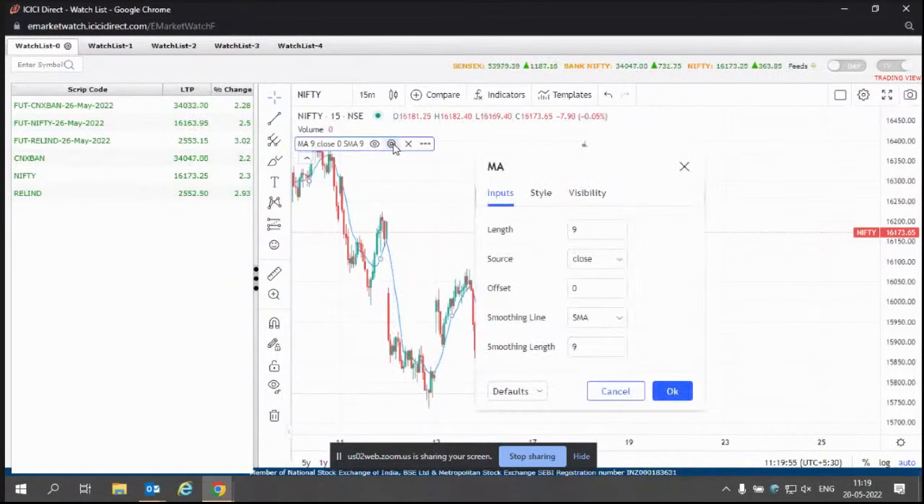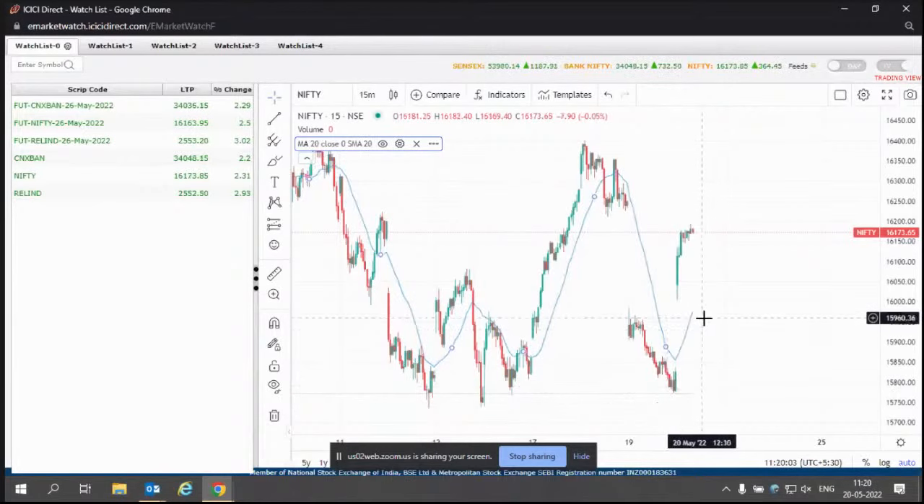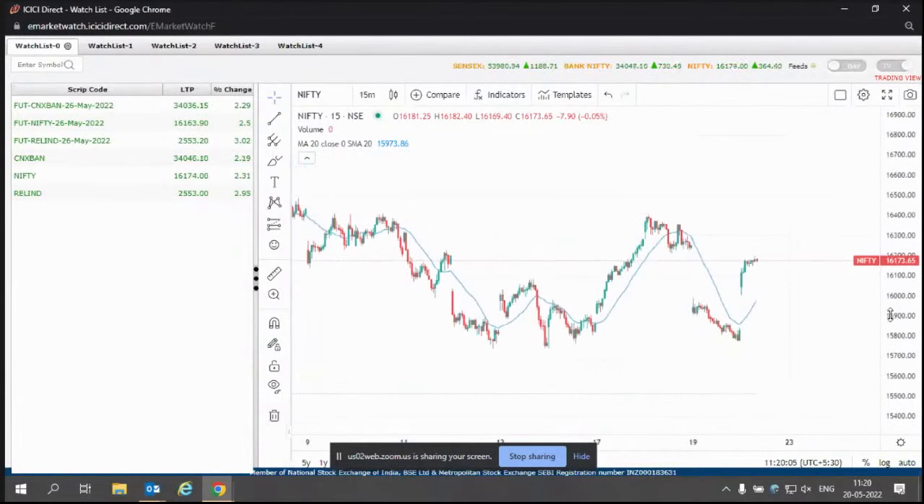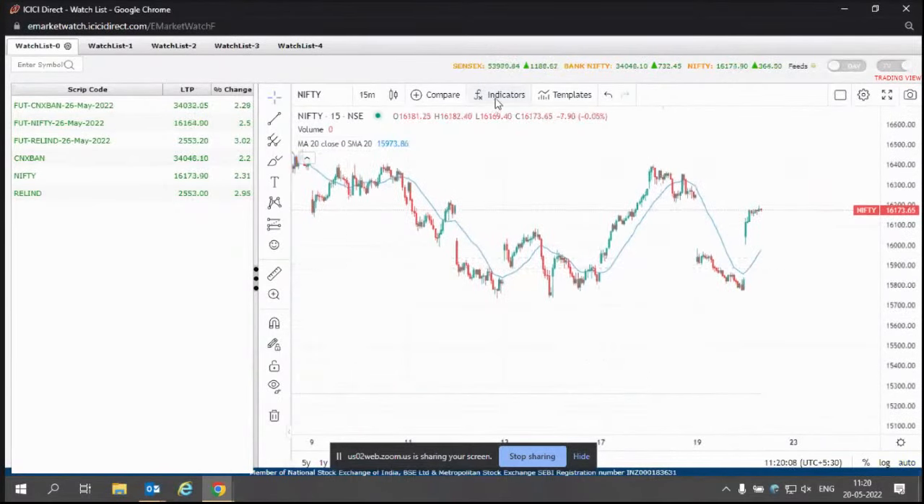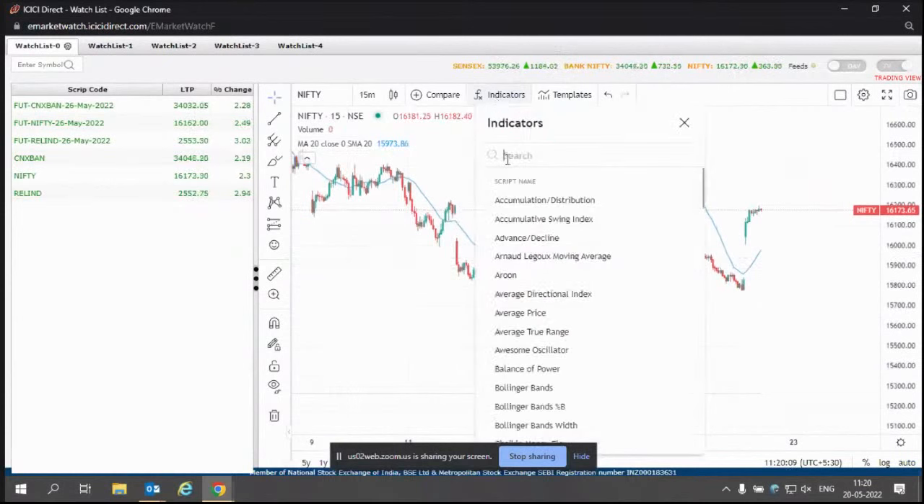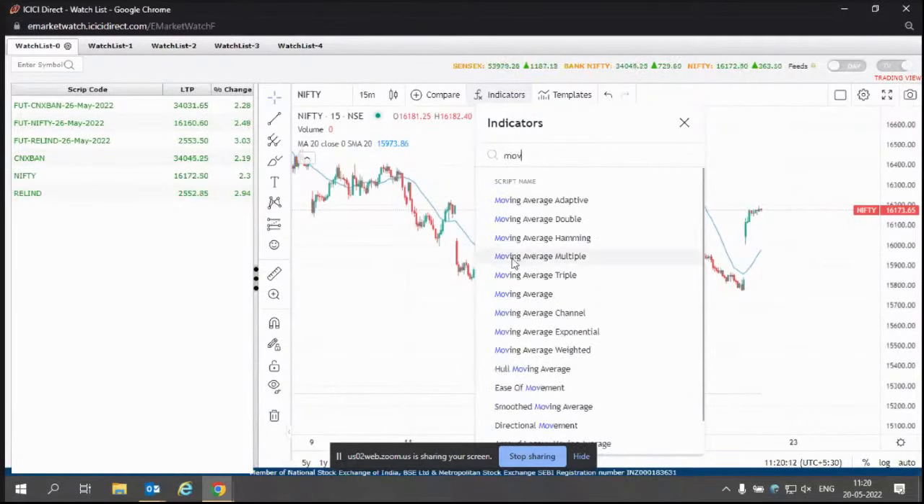Let's go back to the 20-day. So the 20-day is something that follows the price more closely and therefore produces less lag than the longer-term chart of 200-day.